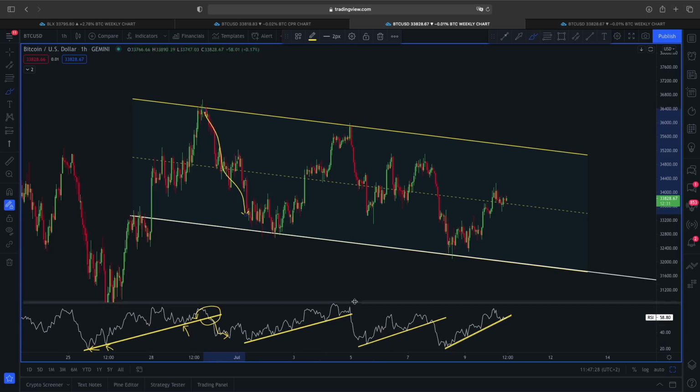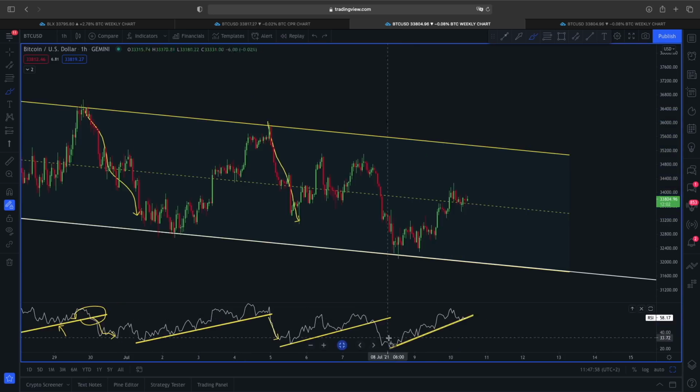Once the support got broken, we saw this pullback in the RSI and also a pullback in the price action of Bitcoin. You can look at this RSI line here, it was following this rising trend line. So I say to you, if this is going to follow this rising trend line, then there is also a possibility that the trend is going to continue in an upper direction.